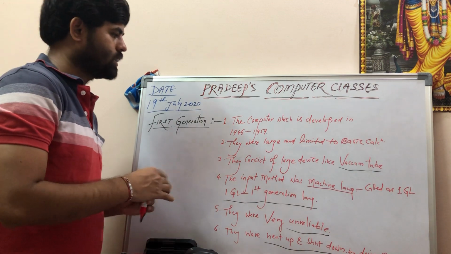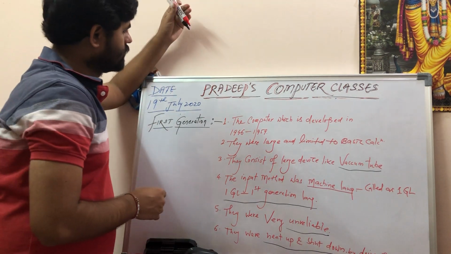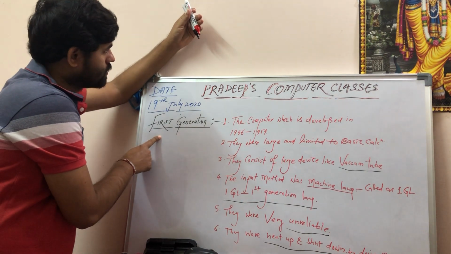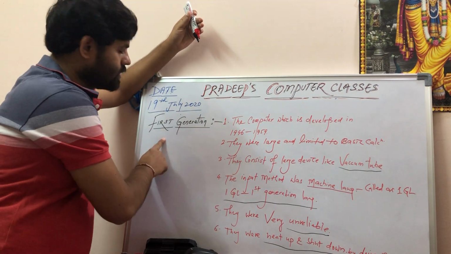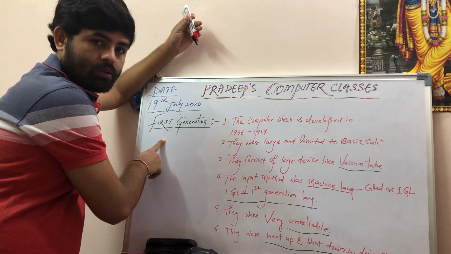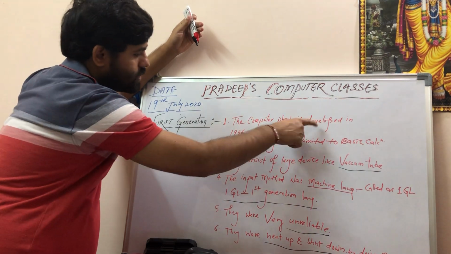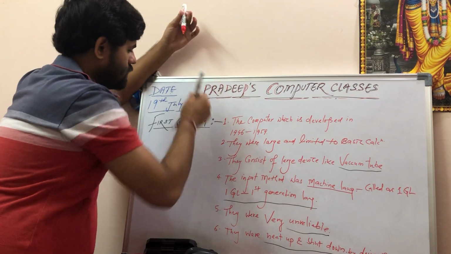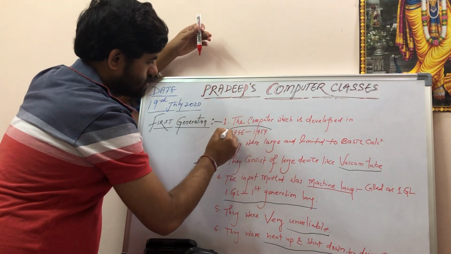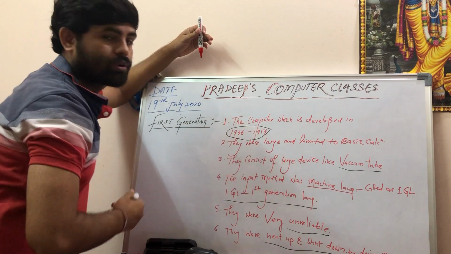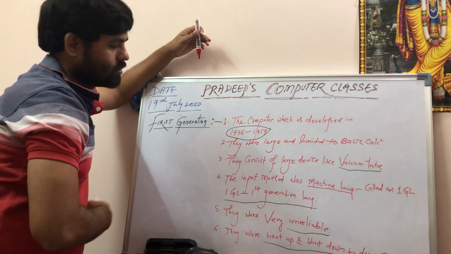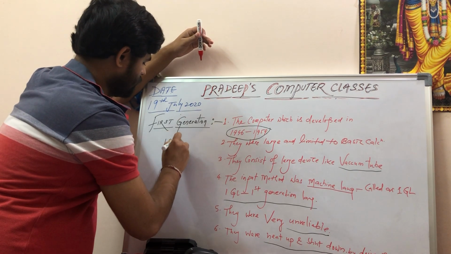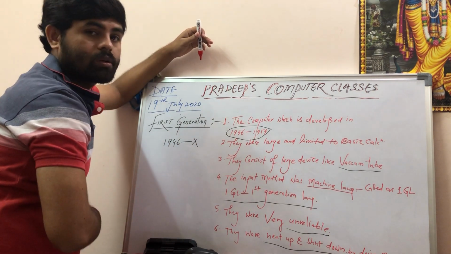Fine. So let's understand the points. You can understand that the first generation computer means the first computer in the world. It was developed in 1946 to 1959. That means before this there were no computers. So you can say that before 1946 there were no computers.